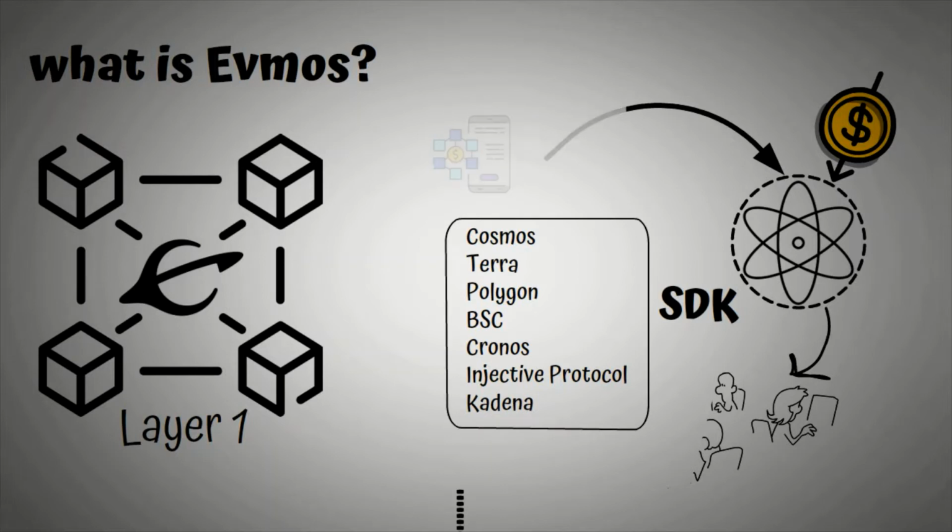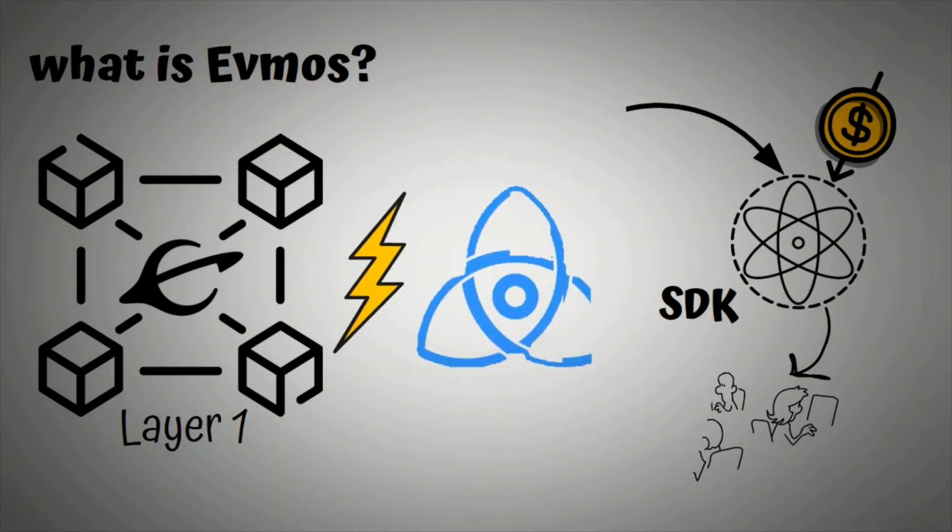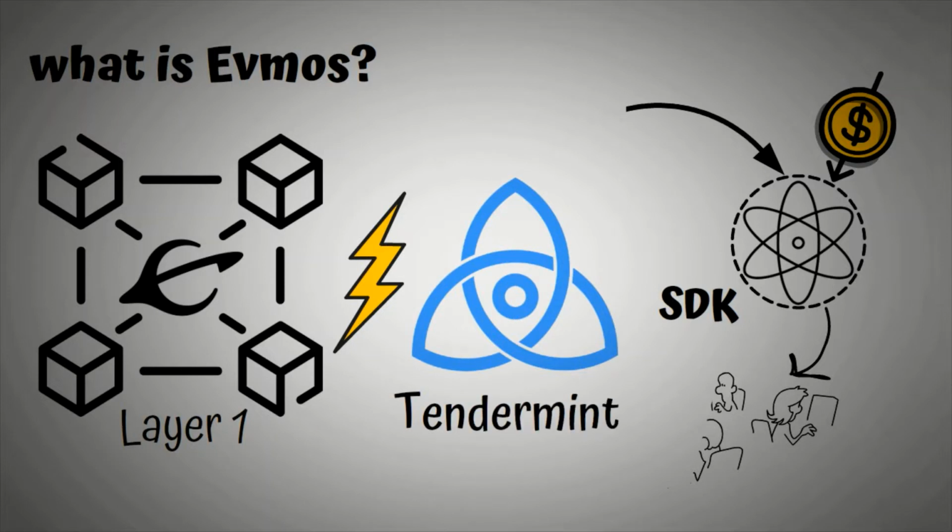Evmos is powered by Tendermint, a consensus engine that provides faster finality and lower transaction fees than Ethereum. It is compatible with the Ethereum virtual machine, which means all existing Ethereum dApps written in the Solidity programming language can be ported over. I know this can be a bit technical, but stay with me, you would understand this.